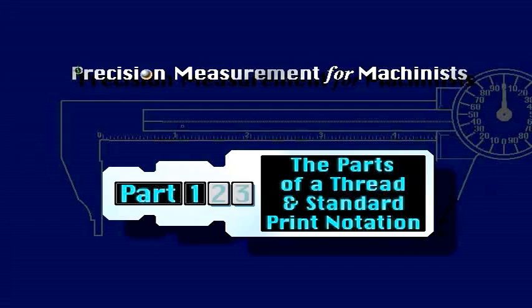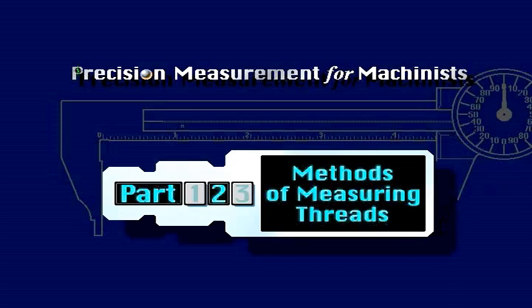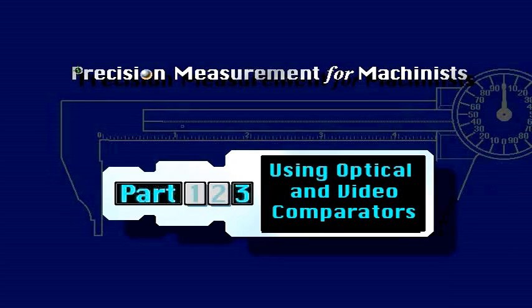In Part 1, you'll learn the measurable features of a thread and how threads are specified in the inch and metric system. In Part 2, the methods of measuring threads are explained. In Part 3, you'll learn how the optical and video comparators are used.